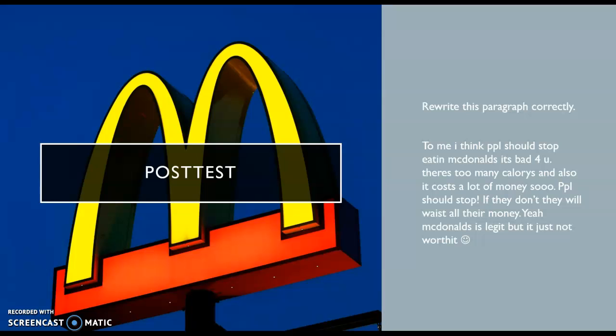"To me, I think people should stop eating McDonald's. It's bad for you. There's too many calories and also it costs a lot of money, so people should stop. If they don't, they will waste all their money. Yeah, McDonald's is legit, but it's just not worth it. Smiley face." So consider as you read over this paragraph what kind of errors you identify.